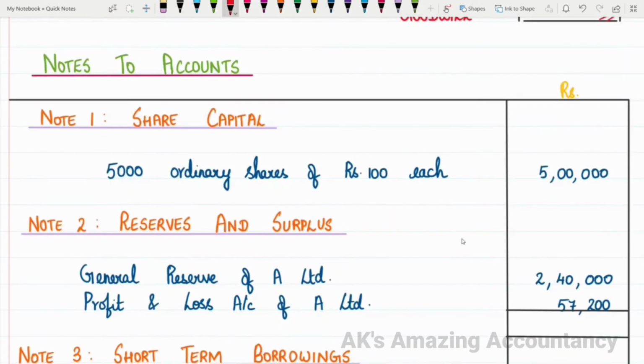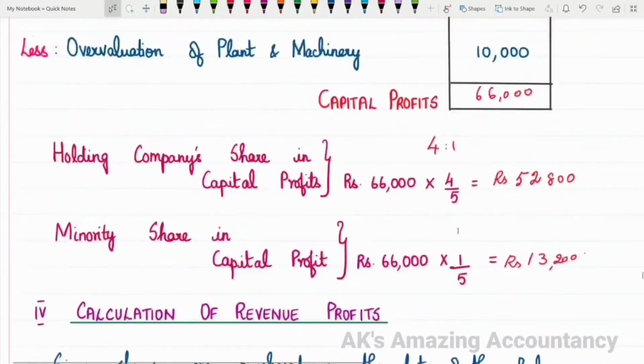Under note 1, share capital, we'll be entering 5,000 ordinary shares of 100 each, 5 lakhs, which is given in A Limited's column. Now, note 2 is for reserves and surplus. For note 2, we'll be having the general reserve of A Limited and the profit and loss account of A Limited. Remember, the general reserve and profit and loss account of B Limited will not come here. They have been treated already while calculating capital profit and revenue profit, though we didn't have revenue profit in this particular problem. Okay, so let us have a look at the balance sheet now.